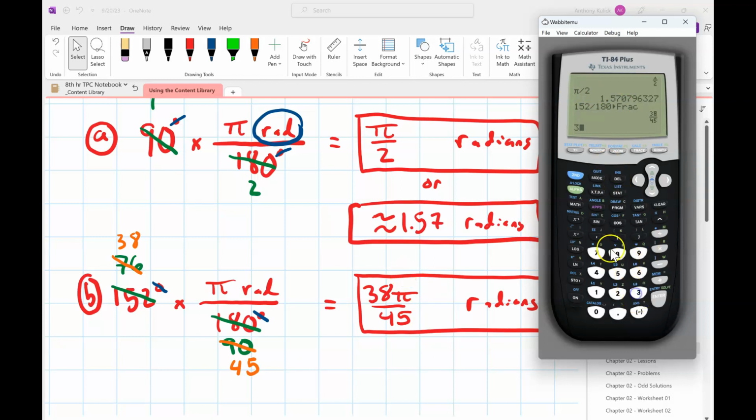And if I wanted to turn this into a decimal, depending on the directions, they might ask for a decimal answer. I can just type in 38 pi divided by 45, and we'll say that's about 266.